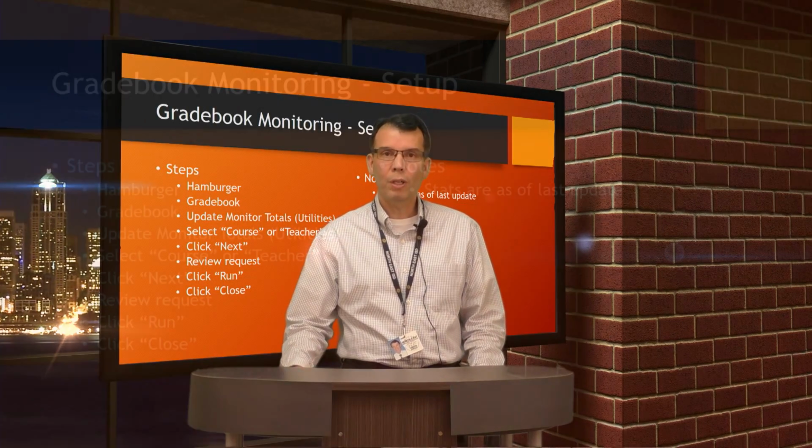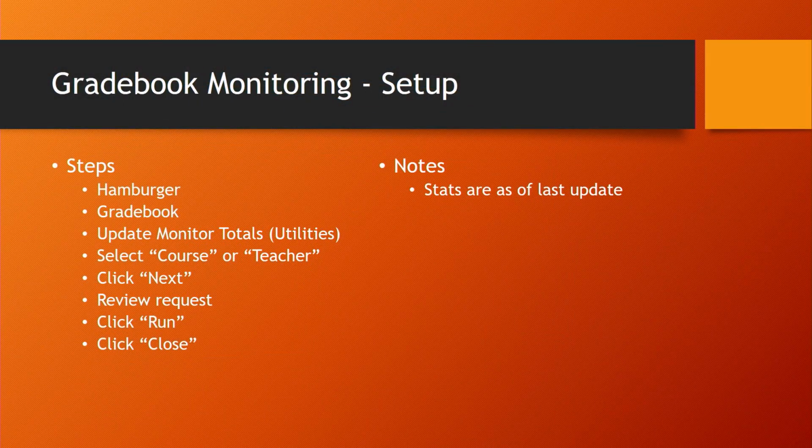We are going to go through a couple of basic steps here. The first thing we need to do is set up our gradebook monitoring. The way that Skyward does monitoring is it gathers statistics on an on-demand basis. That means that in order for you to get the latest information, you need to run a utility to update those statistics. I will show you how you can update individual statistics on the fly, but in general, we update in mass.